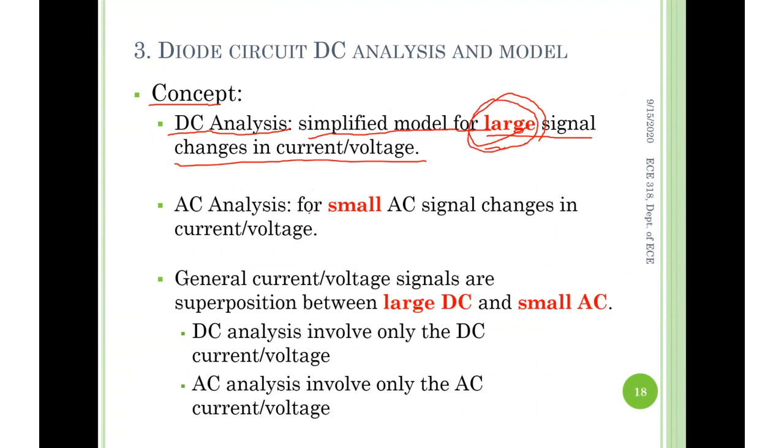And AC analysis means for small AC signal. AC signal is very small in an electronic amplifier circuit. How small is it? In electronics, like milli, tens of milli, kind of like that, small signal, way smaller than the large signal, obviously. And this is the AC, okay. So AC is small in an electronics amplifier, DC signal is big, much bigger.